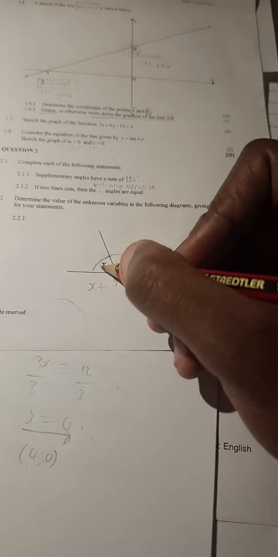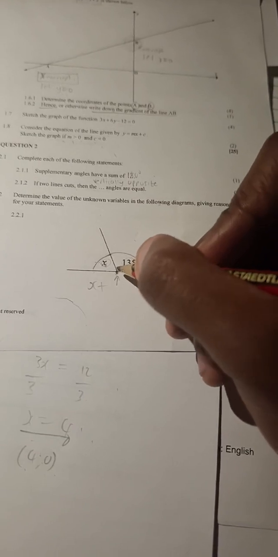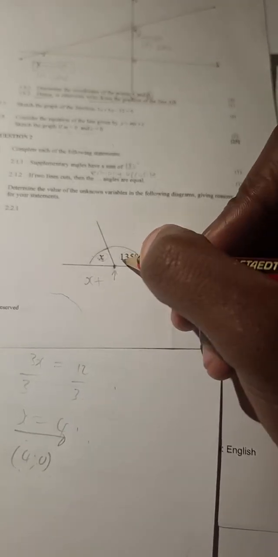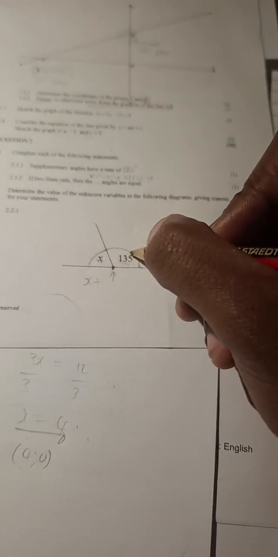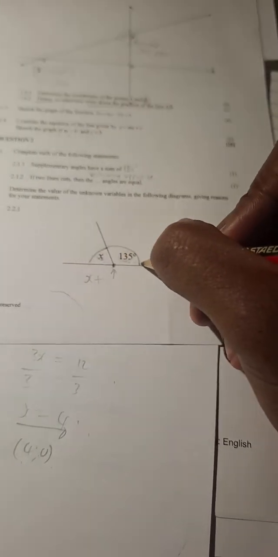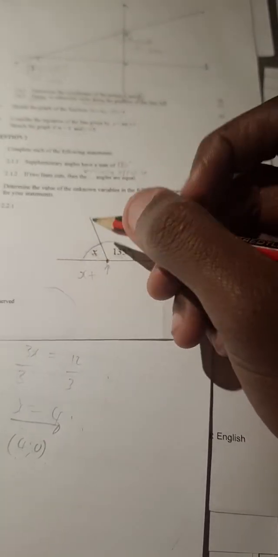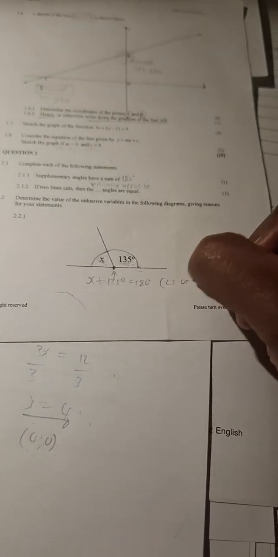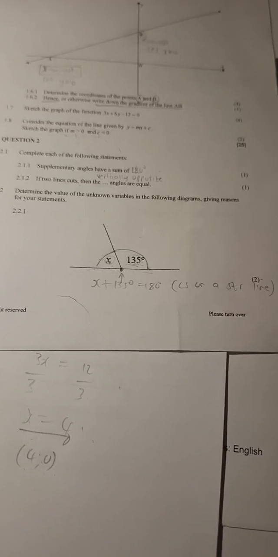135 degrees is next to x. They share a common vertex. When angles share a common vertex, we say they are adjacent, meaning they are next to each other. And when those two adjacent angles complete a straight line together, we say that's 180 degrees, the entire sum of the angles. So we say x plus 135 degrees is equal to 180. What's the reason? Angles on a straight line.